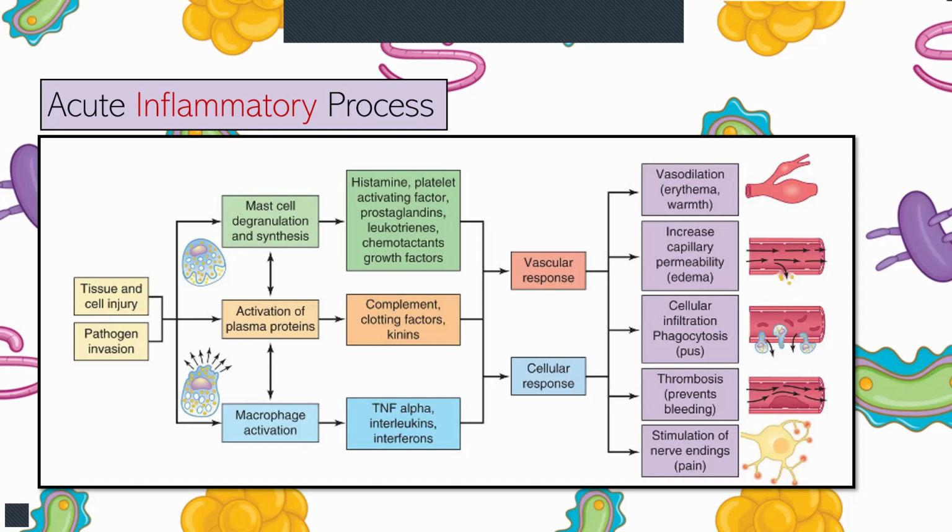And then cellular responses lead to cellular infiltration and phagocytosis. These are immune cells such as neutrophils that engulf pathogens and debris, which forms pus. Stimulation of nerve endings results in pain, alerting the body to injury.